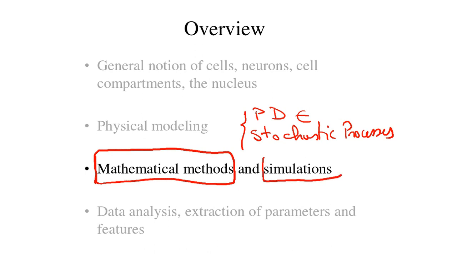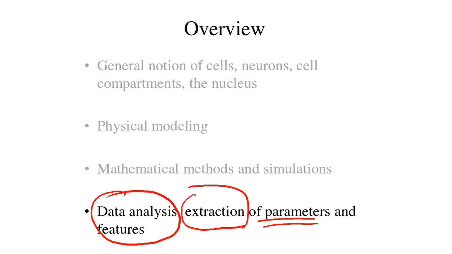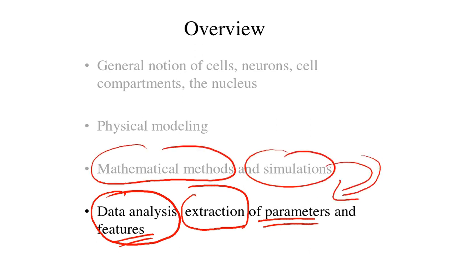An important part is also to design rational simulations, especially Brownian simulations, that account for what happens inside the cell. What I have specifically in mind is stochastic chemical reactions. And finally, an interesting consequence is on data analysis and how to extract parameters and features from data. And I would like to emphasize how these mathematical methods and simulations allow us specifically to do this.